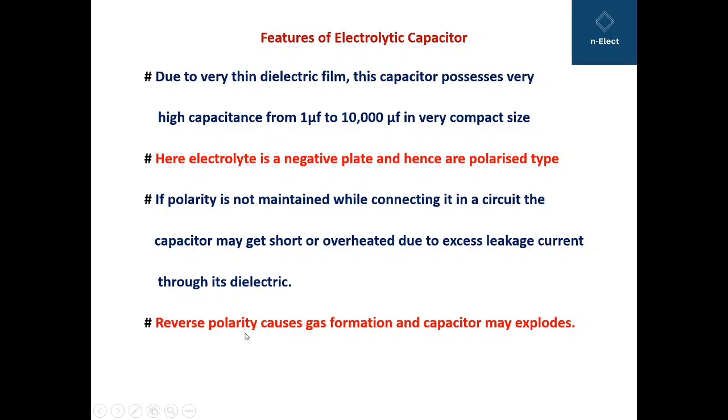Reverse polarity means connecting the capacitor in the circuit the wrong way, that is positive connected to negative and negative connected to positive. It may cause gas formation, and there are chances that the capacitor may explode.